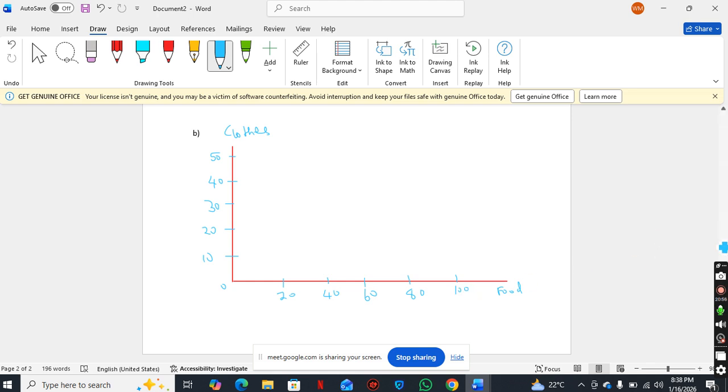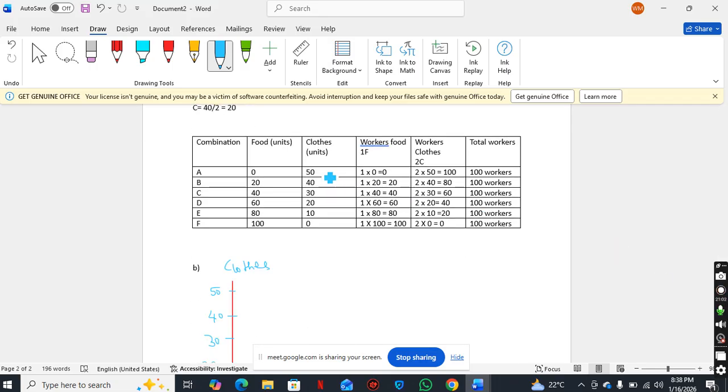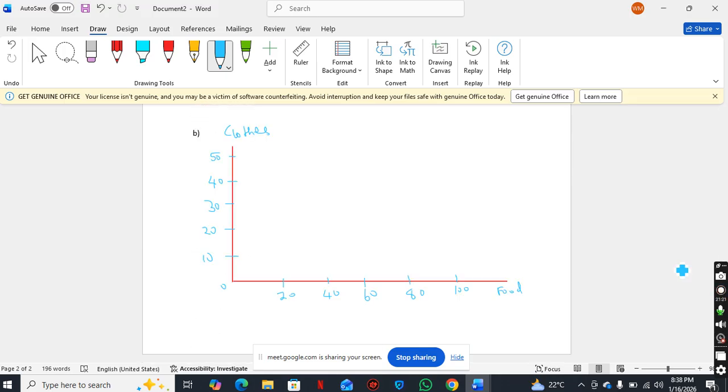Now this PPF curve is going to be a straight line. Why? Because the drop is constant for the number of clothes. If it was changing erratically, then the shape wouldn't have been a straight line. But let me even just illustrate. At first, if we produce 0 units of food, we're producing 50 clothes. So this is combination A. Remember, combination A, we're producing 0 units of food and 50 clothes.